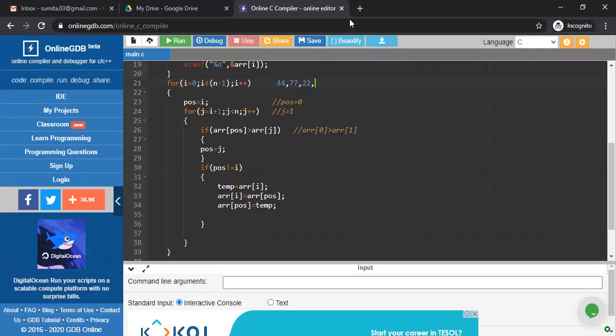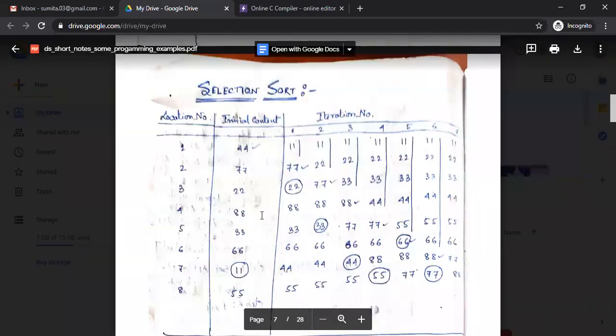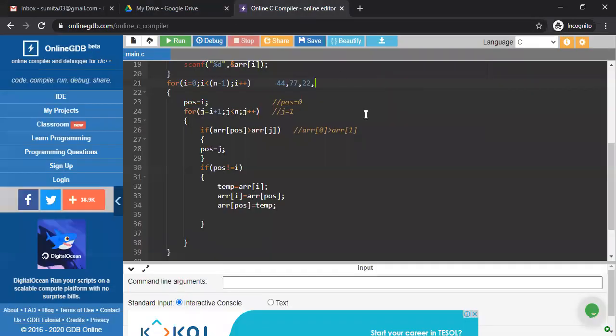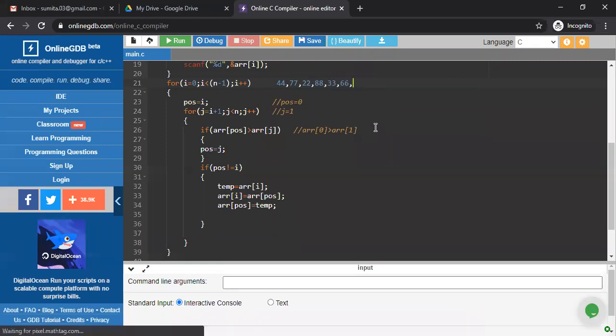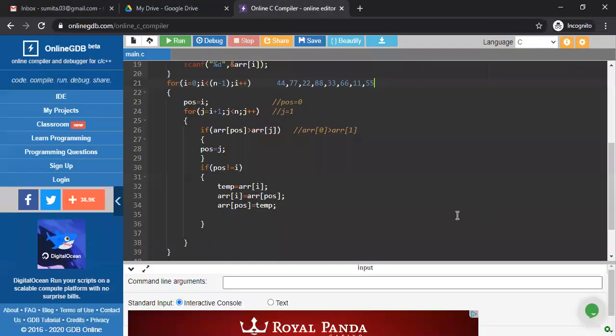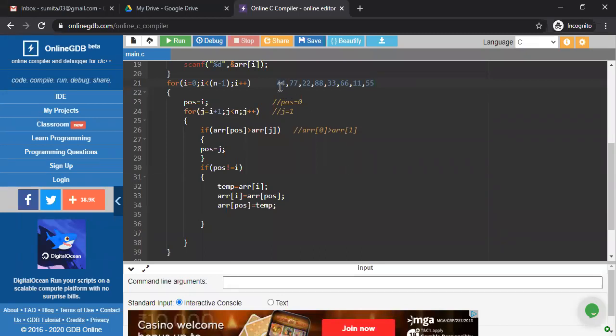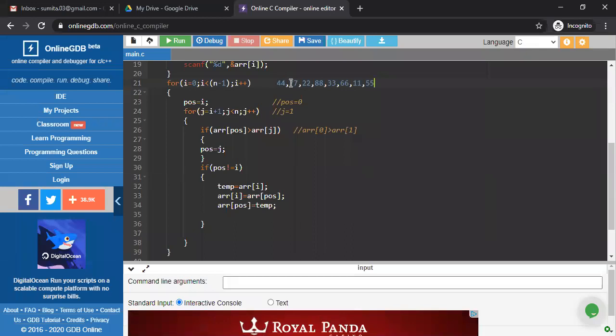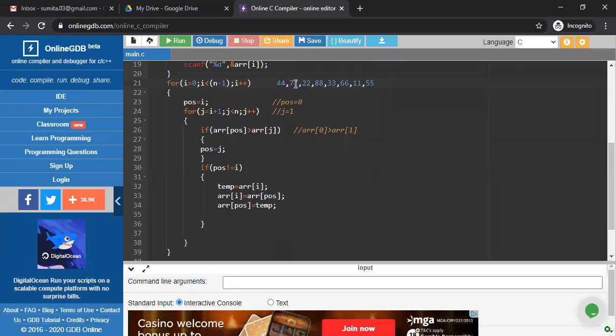After that, 88, 33, 66. Then 11, then 55. Fine. So see, according to that, this is my 0 position and this is my 1 position.